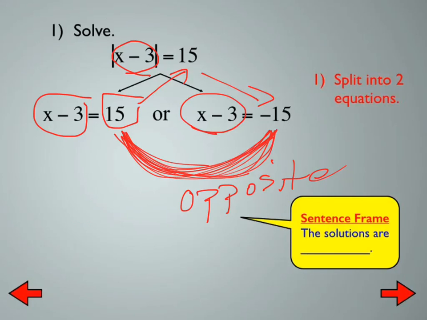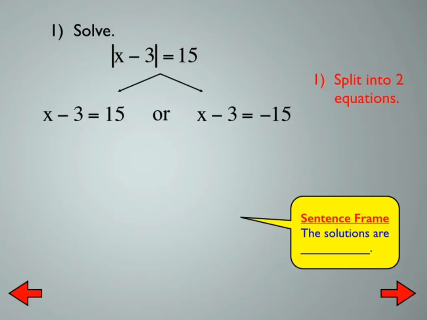So when we get our two equations, now we just solve both of them. So everybody solve both of your equations. And of course, in the left one, to solve that, we use the addition property of equality. We add 3 to both sides. So in the left-hand equation, what do we get? Just say it. 18. X equals 18.